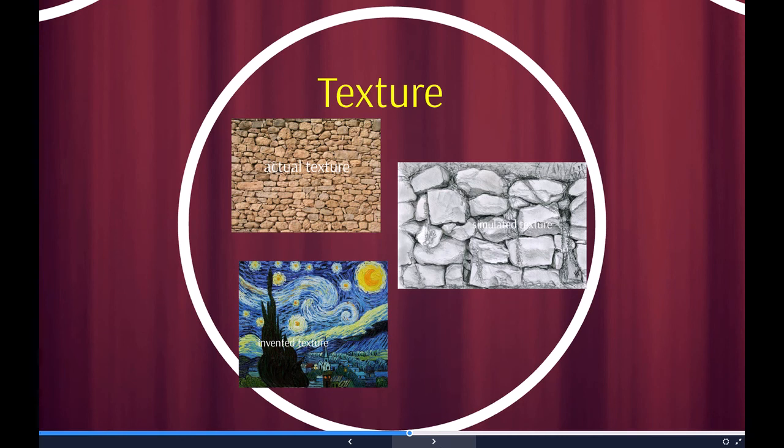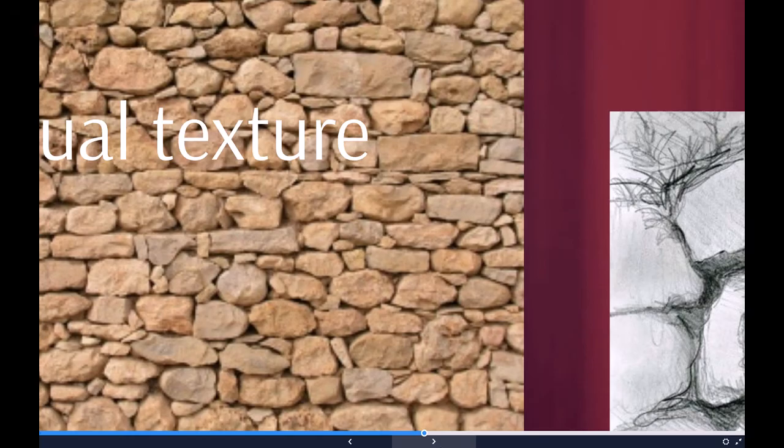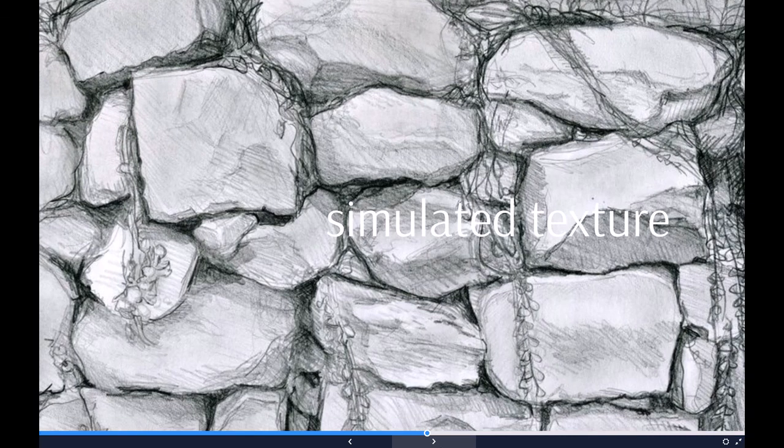All right, with texture, we have actual texture. Actual texture is the texture that a real-world, real 3D object has. So the actual texture of a stone is the texture that you would feel on a stone. The actual texture here of a stone, this is a photo, so it doesn't actually have the texture, but a real stone would have an actual texture. This is simulated texture. We are using lines, cross-hatching, and edges to create a simulated texture of a stone.